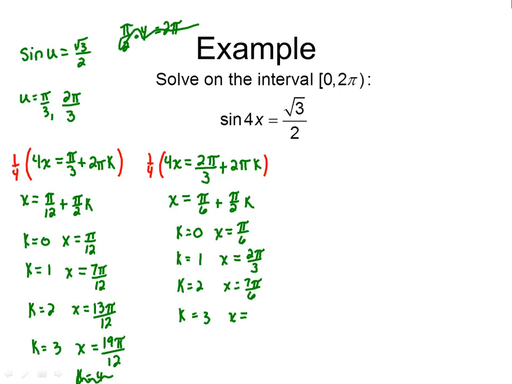Do we agree or disagree? That's what I'm thinking. If k is equal to 3, you're going to have 3 pi over 2, and then you're adding that to pi over 6. So a common denominator would be 6. So that's going to be 9 pi over 6, which gives you 10 pi over 6, which will reduce to 5 pi over 3.